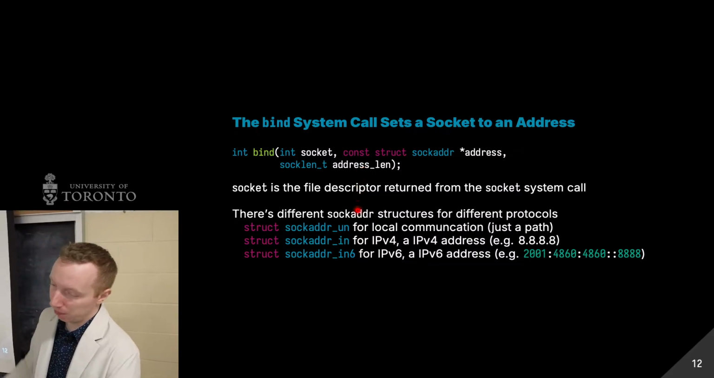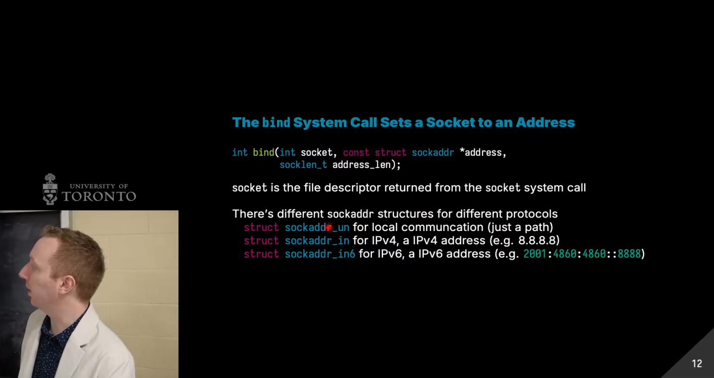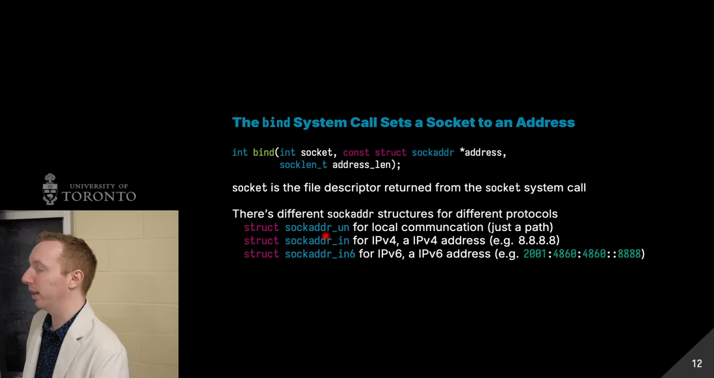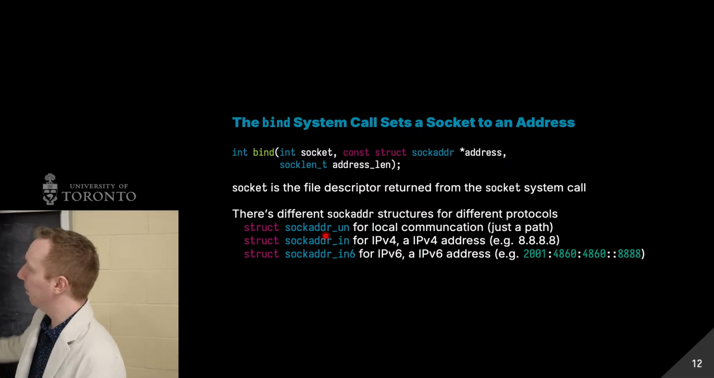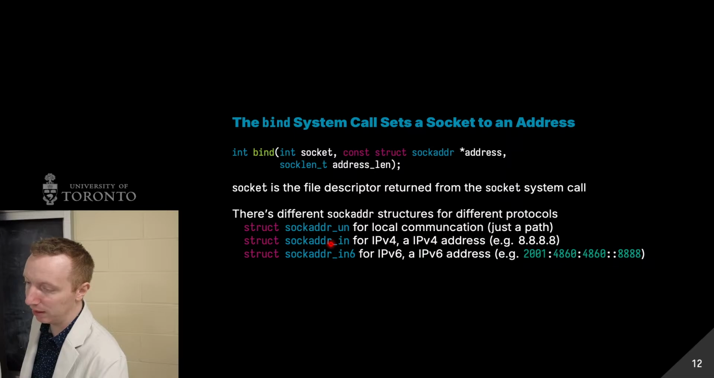So there's a few types of different structures that you can use depending on the type of socket. So there's struct sockaddr_un. I don't know why they shortened it to this degree, but that's short for Unix. So that's for local communication, it's going to appear as a file. That's what I'll use in this example.